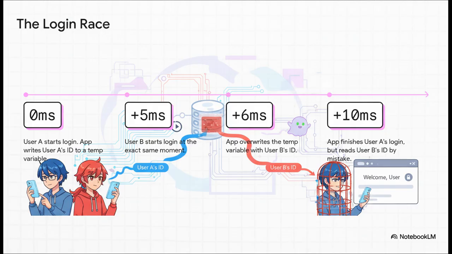So at time 0, user A starts to log in. The app writes their ID to some temporary spot in memory. But bam, just 5 milliseconds later, user B logs in. Because the app was using a shared, static spot for that data, it overwrites user A's ID with user B's ID. A few milliseconds later, when the system finishes user A's login process, it goes back to read that temporary spot, and it pulls user B's ID by mistake. The result? User A is now logged in as user B. Insane!